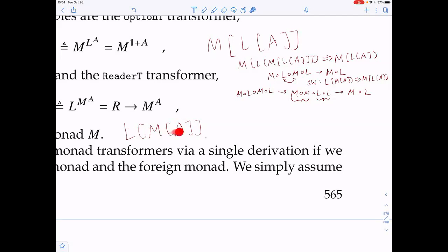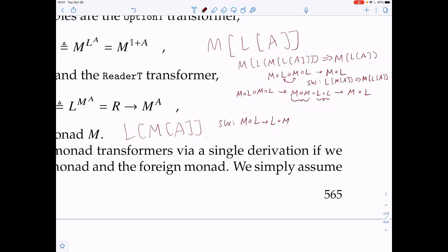Similarly, for the composed inside, you need a swap function that goes in the opposite direction from ML to LM. And then you can do the same trick.